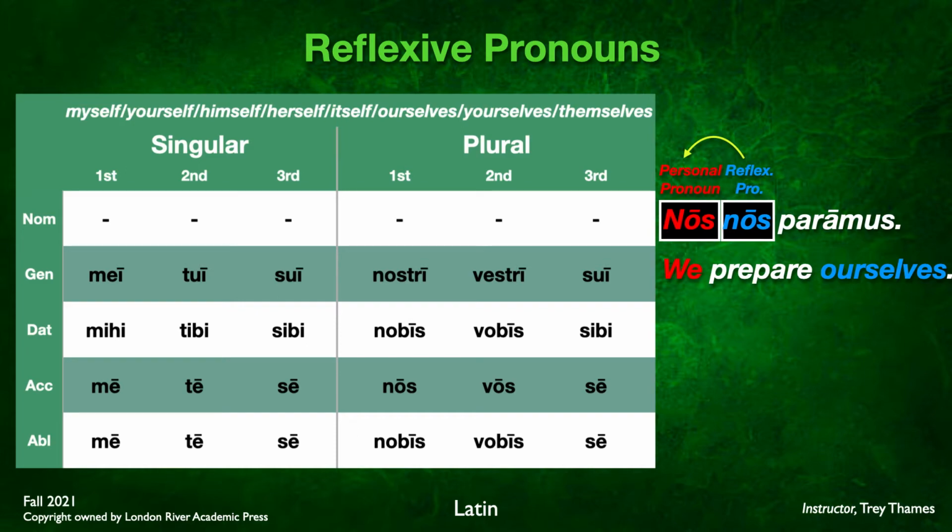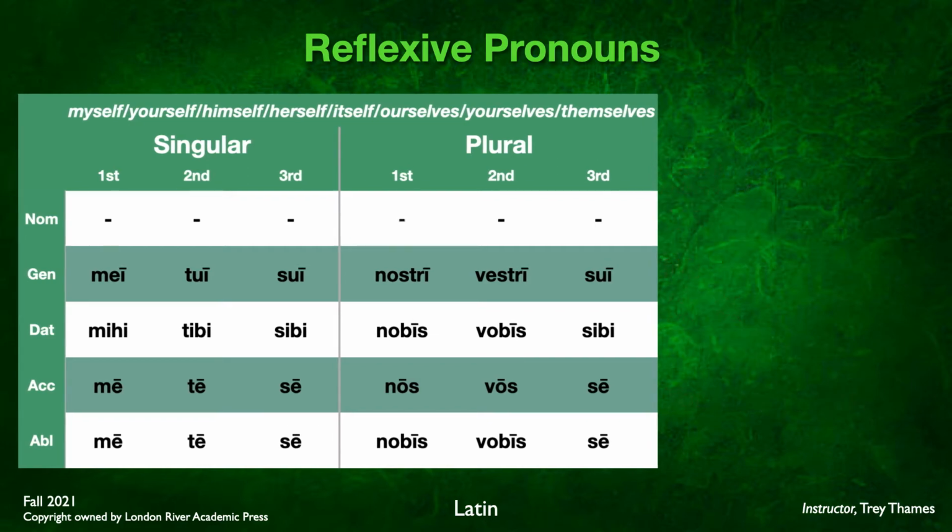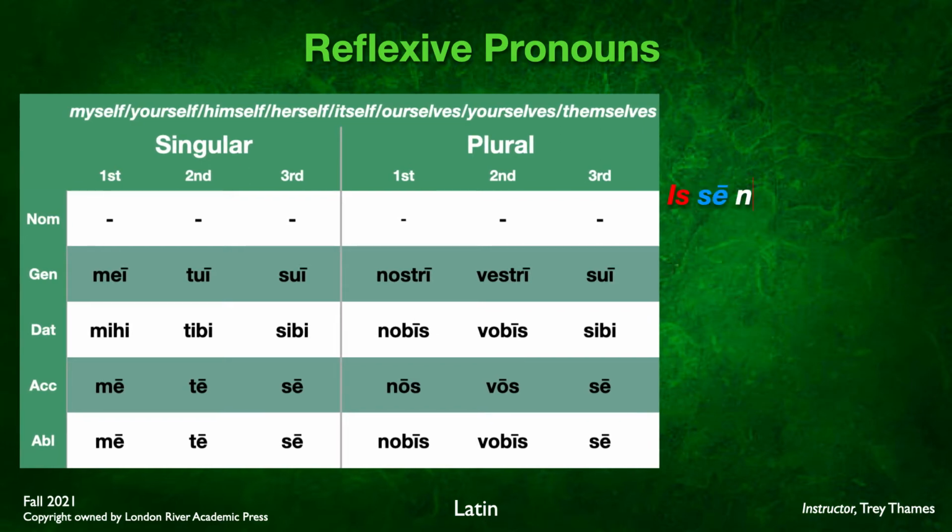We prepare ourselves. Again, a similar sentence, tu nos paras, you prepare us. But this time again, nos is not reflecting or bending back towards the subject. It is simply a personal pronoun, us. So you prepare us. All right, let's try one more example, this time using the third person.